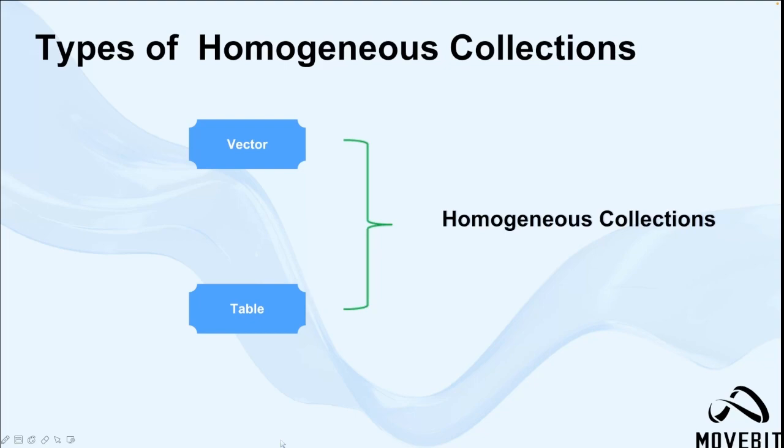And in the context of the Move programming language, there are two types of homogeneous collections: vectors and tables. A vector in Move is similar to those in other languages such as C++. It's a flexible way to manage a group of single-type elements, which can be a specific type or a generic type. A table is a map-like collection that dynamically stores key-value pairs. All keys and all values in a table must be of the same type.